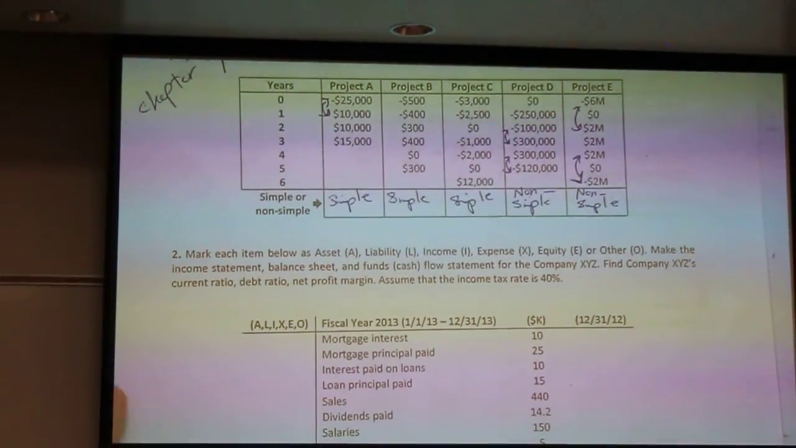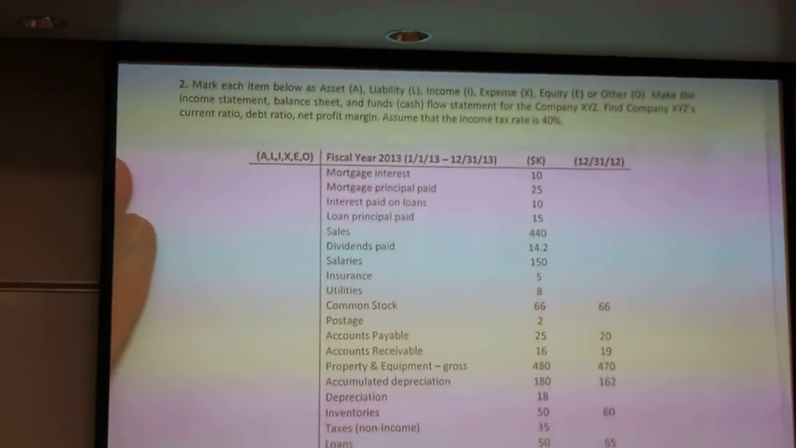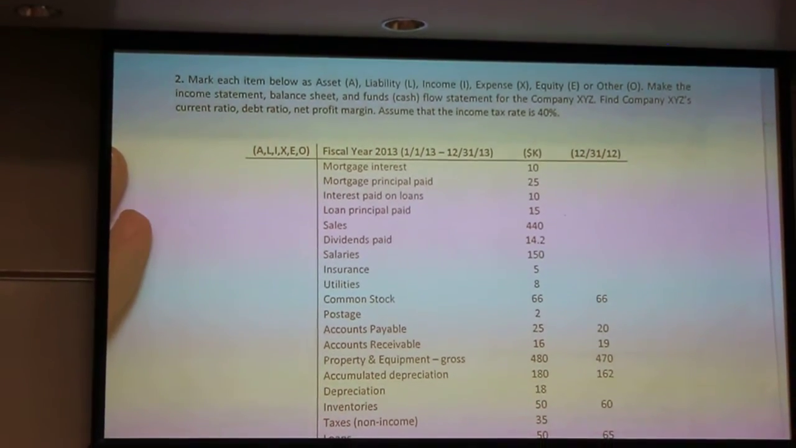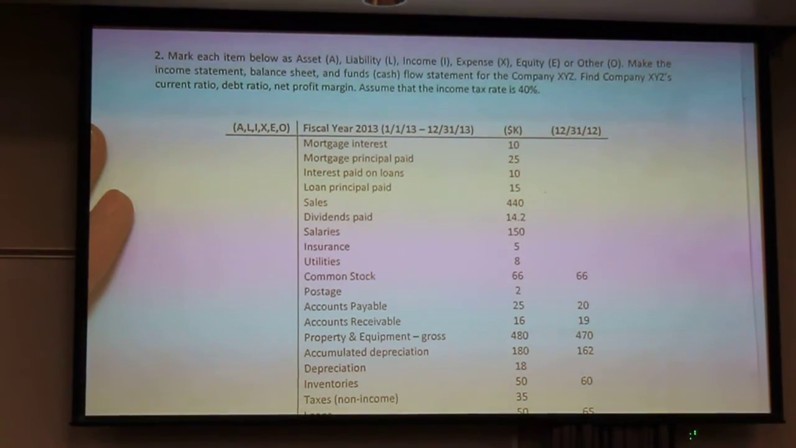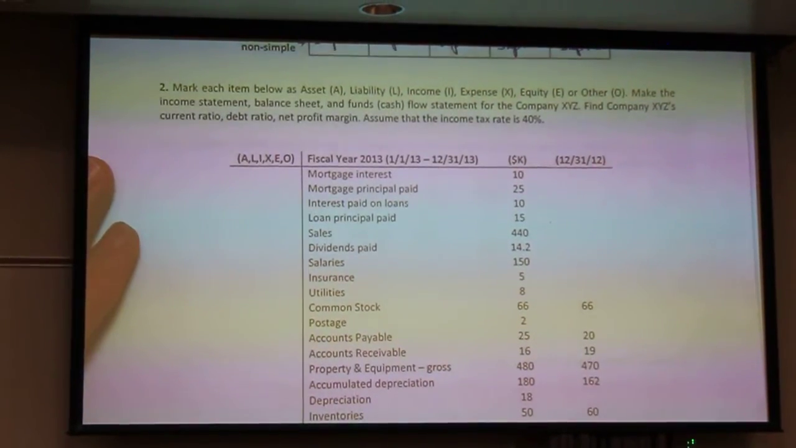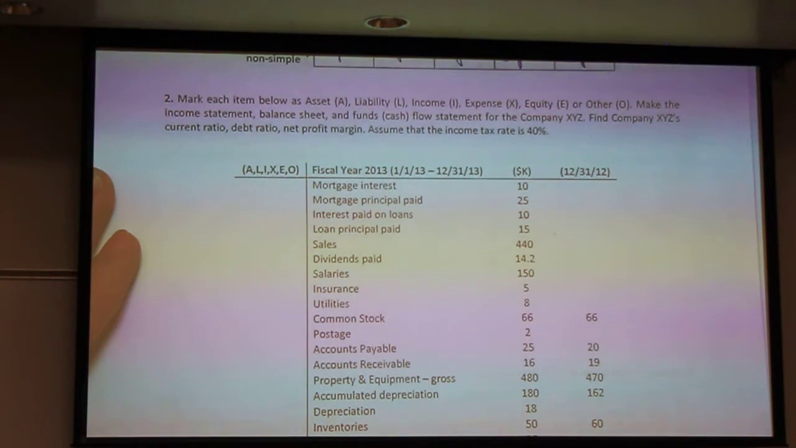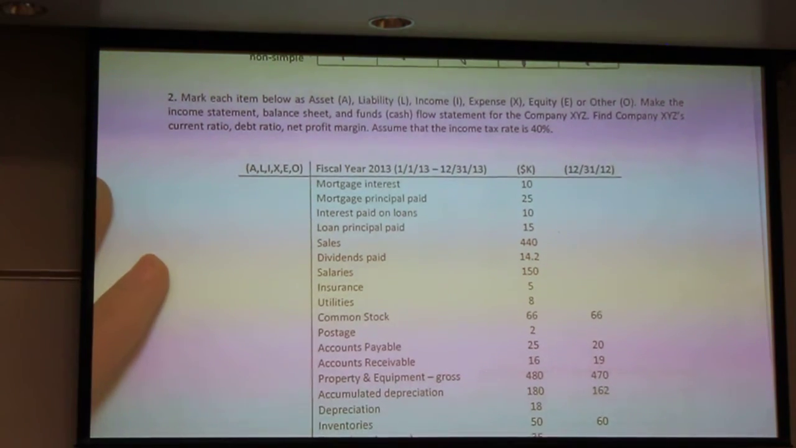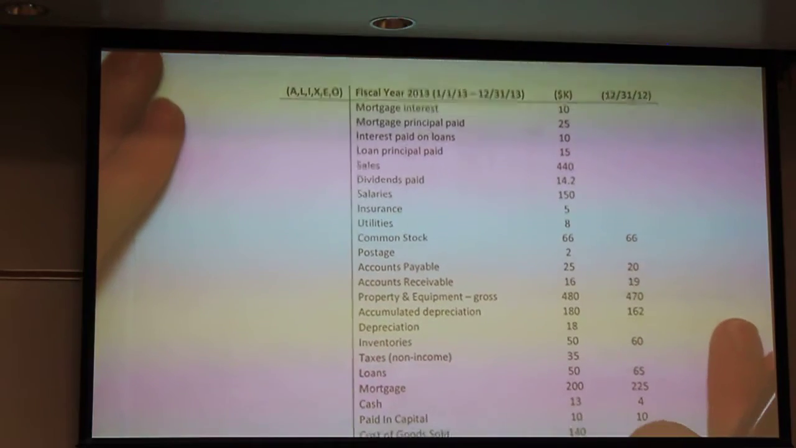Okay, so second problem, chapter 13. Let's mark each item below as asset, liability, income, expense, equity, other. Make the income statement, balance sheet, and cash flow statement for company XYZ, and find the current ratio, debt ratio, and net profit margin. Assume that the income tax rate is 40%. This one looks very similar to the problem I have, so let's do this very quickly.